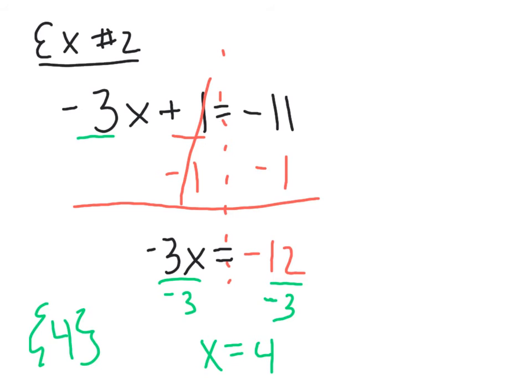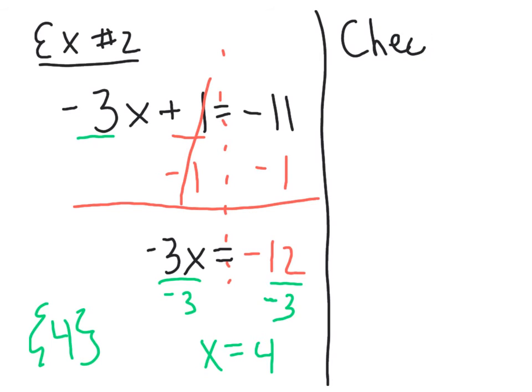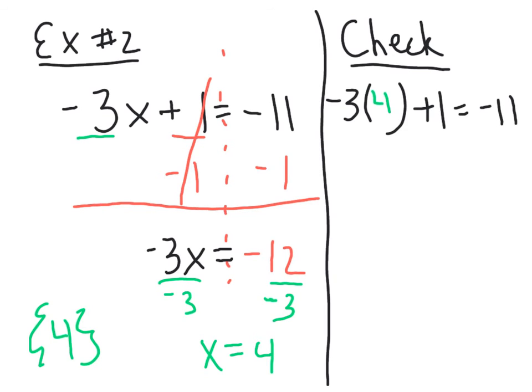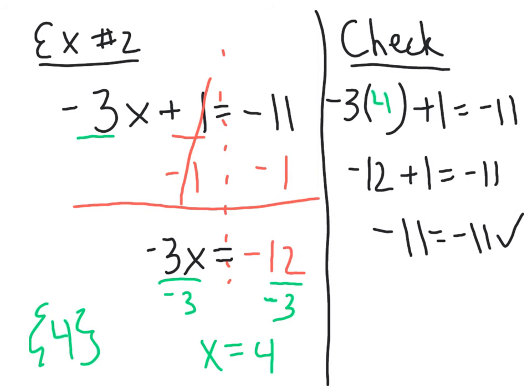Again, we want to check our answer at the end of the problem. So we'll leave some space on the side. We're going to plug our solution in anywhere we see a variable. Remember, we always want to use parentheses. Negative 3, parenthesis 4, plus 1 has to equal negative 11. Negative 3 times 4 is negative 12, so negative 12 plus 1 equals negative 11. And negative 12 plus 1 does equal negative 11. And we solved that correctly.